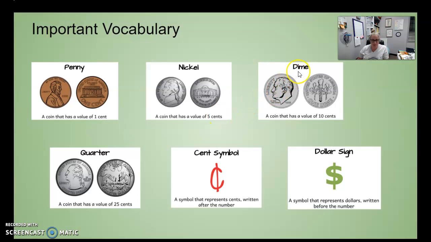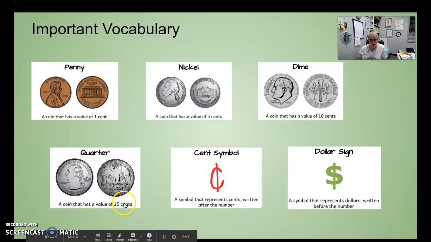The next one is a dime. It is a silver color, and it is worth 10 cents. The next one is a quarter. It is also a silver color, and it is worth 25 cents.